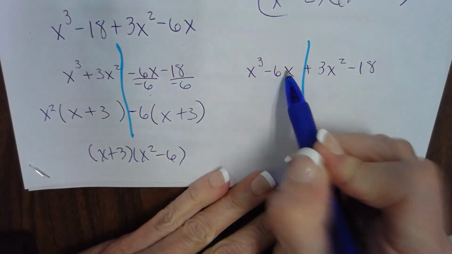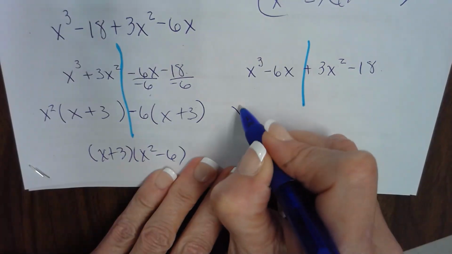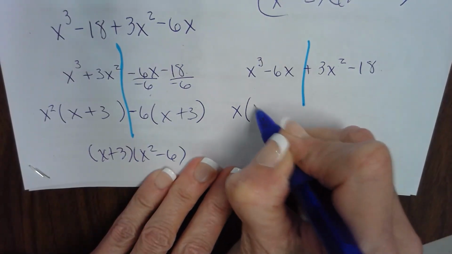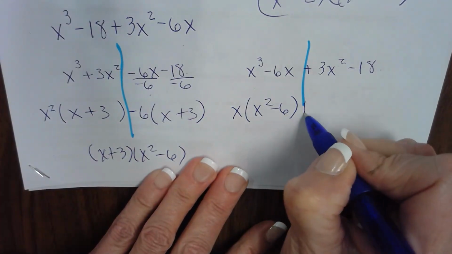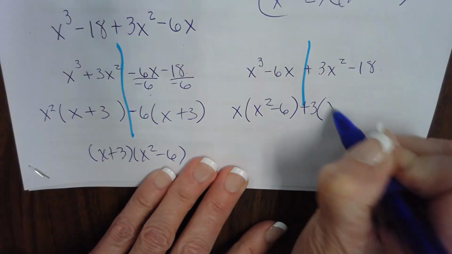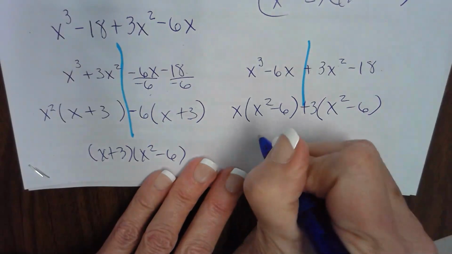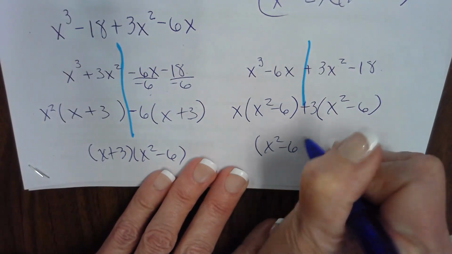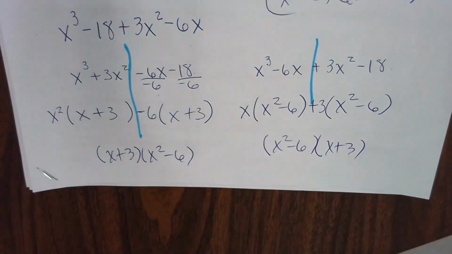Notice, high power, low power, high power, low power. Here, x is my common factor. I'm left with an x squared minus 6. Here, 3 is my common factor. That leaves me with an x squared minus 6. Same thing in the parentheses, so x squared minus 6 is one of my factors, x plus 3 is the other. Y'all good? Okay.